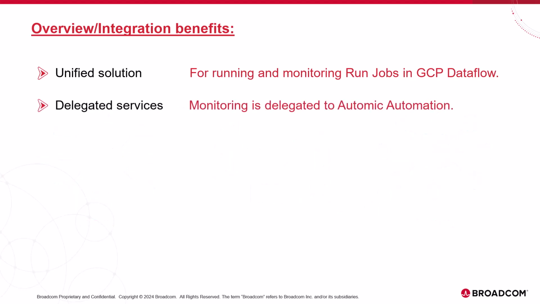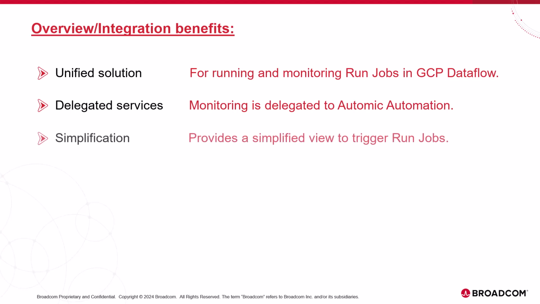GCP Dataflow's role is reduced to execute the jobs. All other functions, especially those pertaining to automation, are delegated to Automic Automation. This means that we don't have to log in to the GCP Dataflow environment and keep on refreshing it by ourselves. Automic Automation manages all the execution and monitoring aspects.